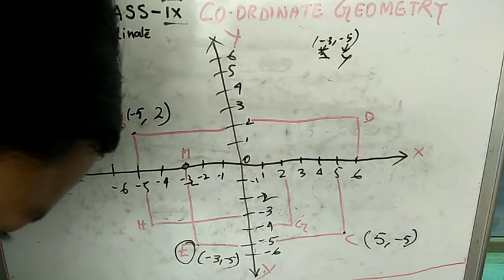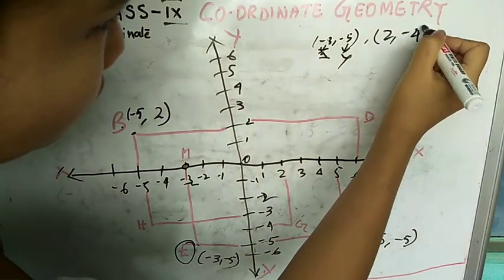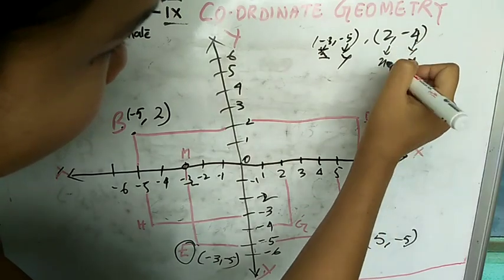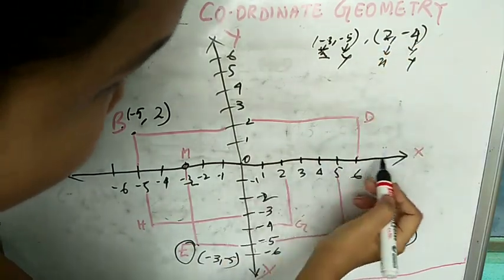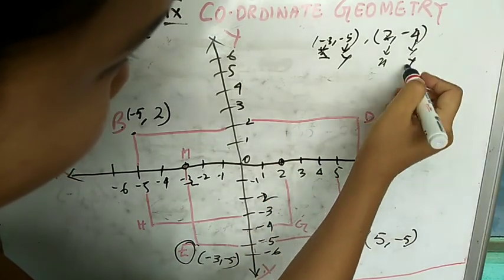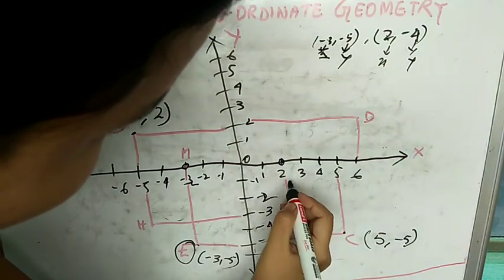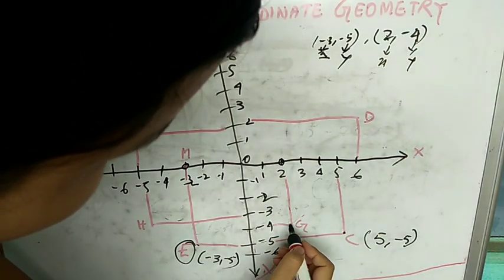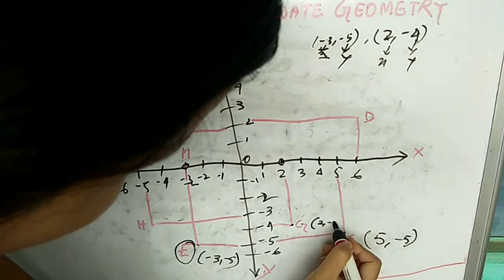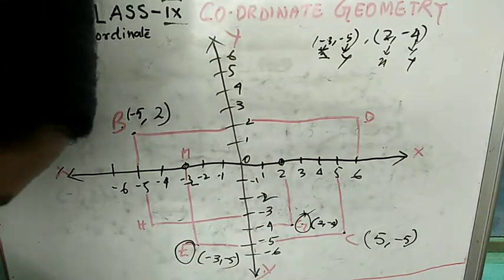Next for sub-question 4, it says the point identified by the coordinates 2, minus 4. Here 2 is the x coordinate and minus 4 is the y coordinate. X is positive here, so let's go to the positive side, and this is point 2. Next y is minus 4, so on the negative side y minus 4 is here. So the required point is point G and the coordinates are 2, minus 4.